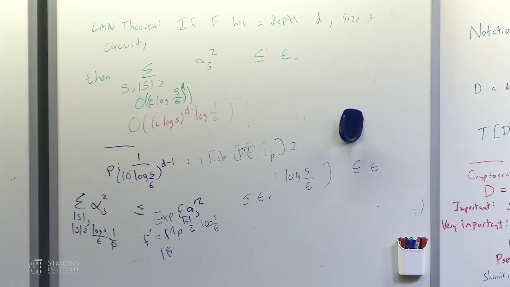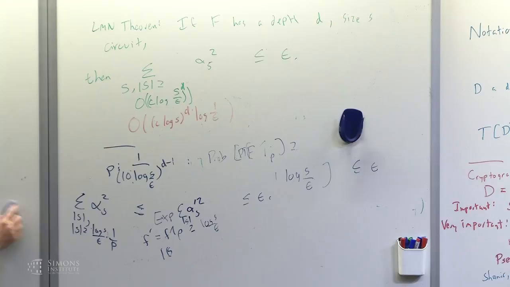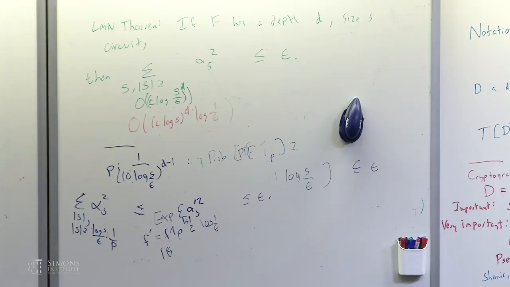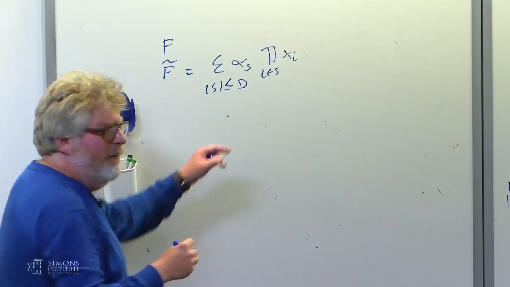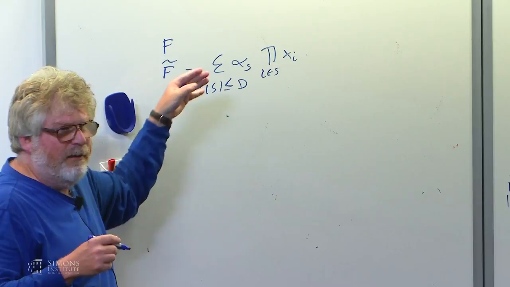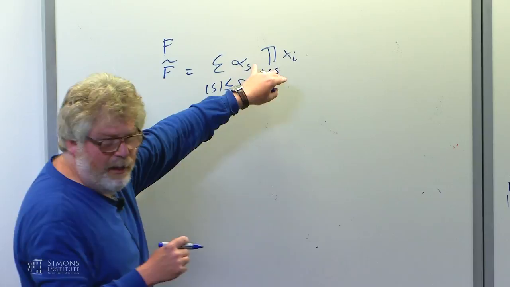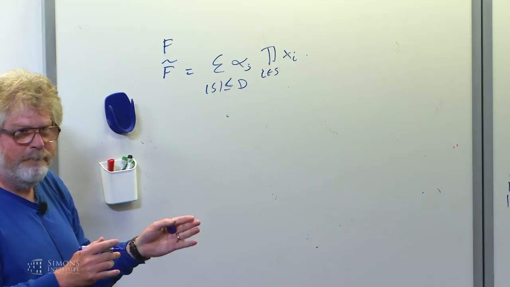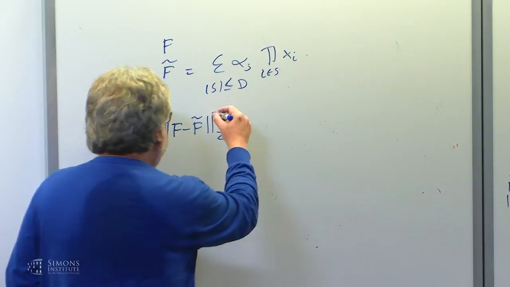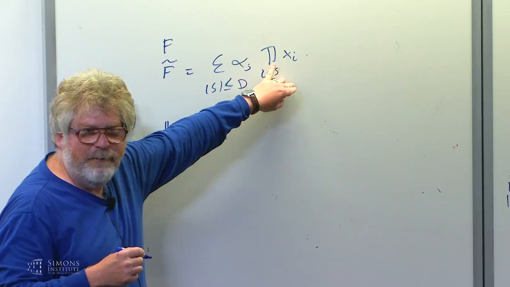In what sense is this a good approximation of the original function? If we let f be the original function and f tilde be the part of the original function where the degree is less than this degree bound that we get over here, this is no longer a Boolean function, but a real valued function. But I'm saying it's very close to f. Why? Because we know the part that we're leaving out, the sum of the alpha squares, is at most epsilon. In other words, the L2 norm squared of the difference of these functions is the part that we left out, and that part is less than epsilon.